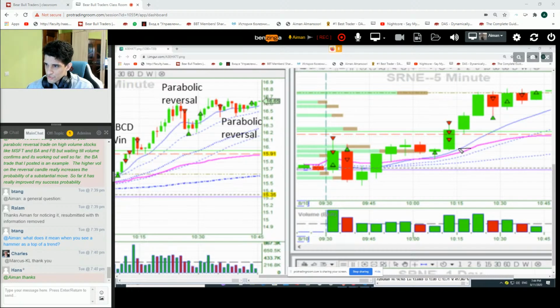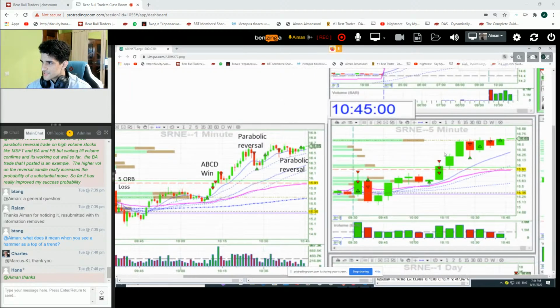Safer entry was to wait for a new 5-minute high after a 5-minute hammer, right? And then go with the trend up there. So yeah, this was good. This would have been good. Both are amazing, and I like this trade as well. Good job on this one.